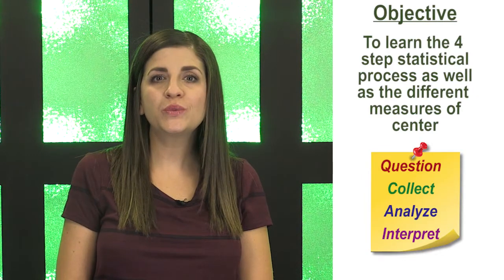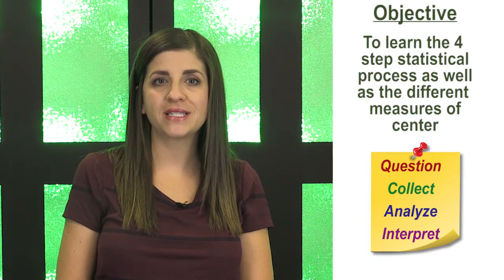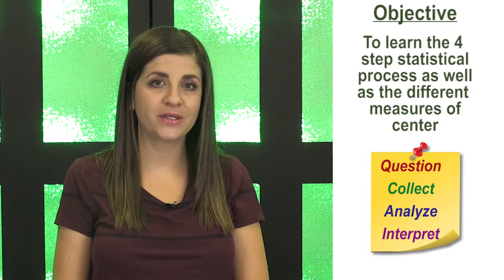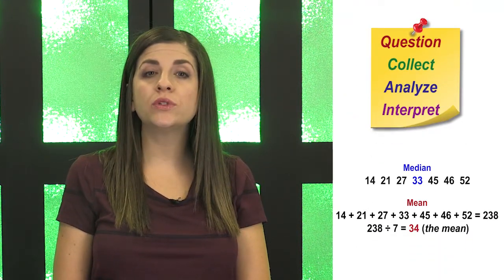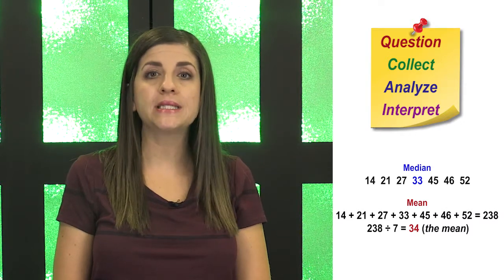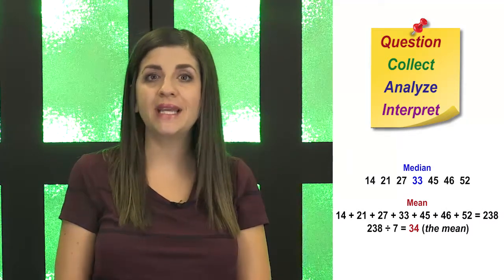In this chapter, students will learn the four-step statistical process as well as the different measures of center. After learning how to find the mean and median, students will be able to justify why the mean or median is the best measure of center to represent any given data set.